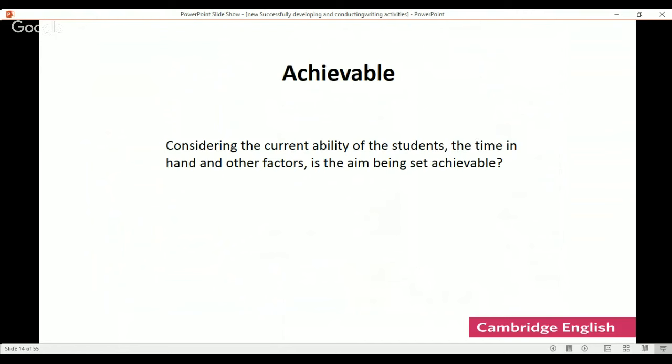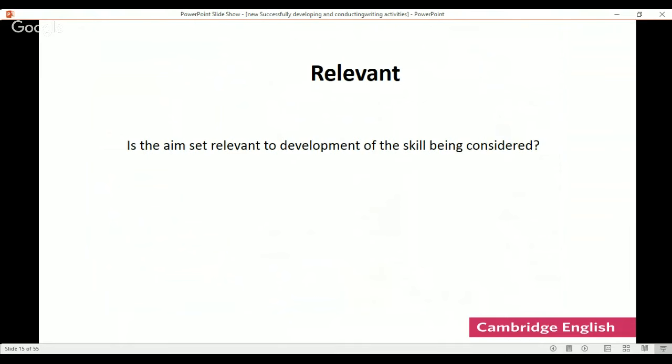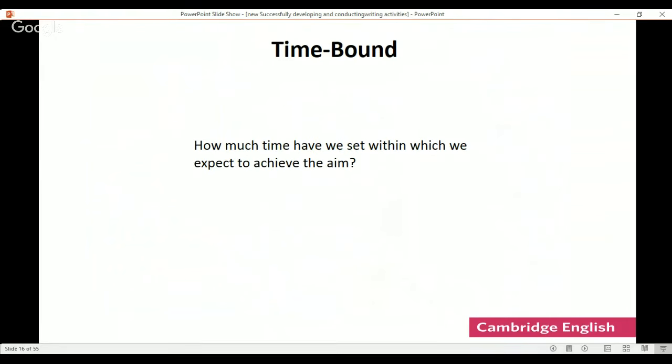Achievable means that the aim that you set should consider the current ability of the students, the time that's available, the resources that are available, and the aim should be achievable within these parameters. Relevant is the aim set relevant to the development of the skill being concerned. And finally, time-bound. How much time have we set within which we expect to achieve this aim?